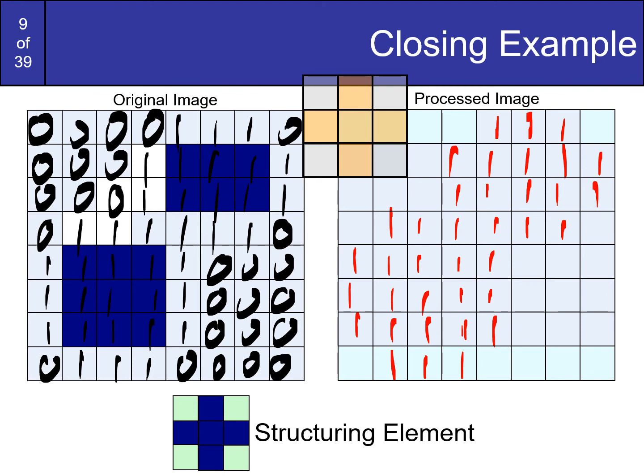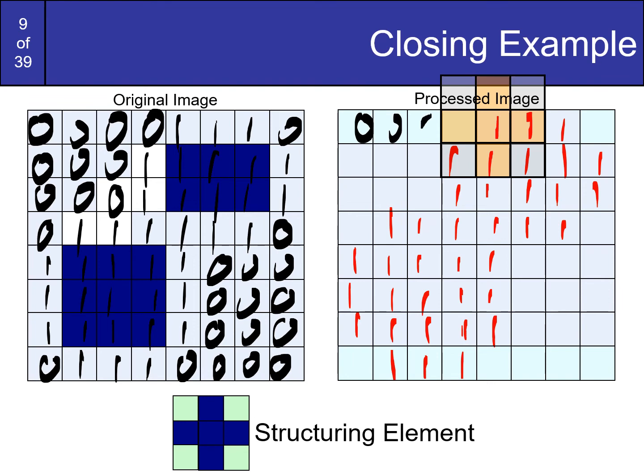Okay, next we will run the second operation for closing, which is erosion. So erosion will give 1 only for fit. The rest for hit and miss is 0. Okay, so we have a miss, so 0, now we have hit, still 0.